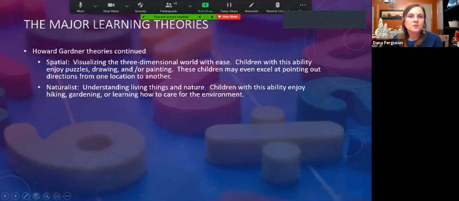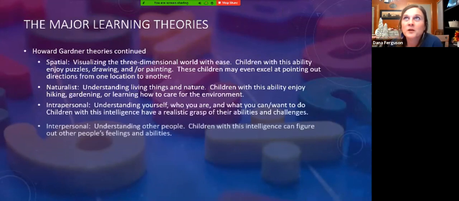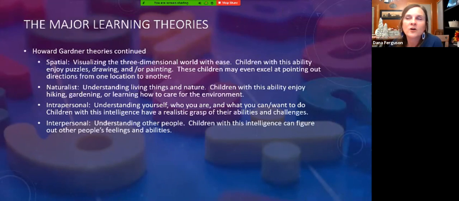There's the naturalist, understanding living things in nature. Children with this ability enjoy hiking, gardening, or learning how to care for the environment. These children are the ones on your playground that go find the bugs and make them their pets. They love all things nature, all things natural. They'll get dirty and they just love it. They're always dirty. They're always digging up something.